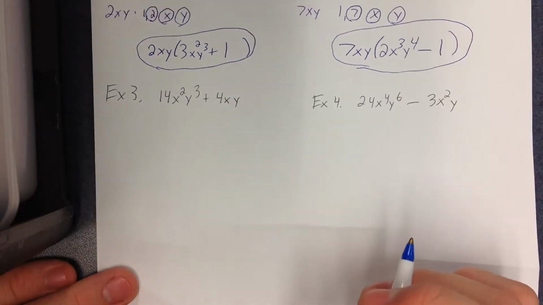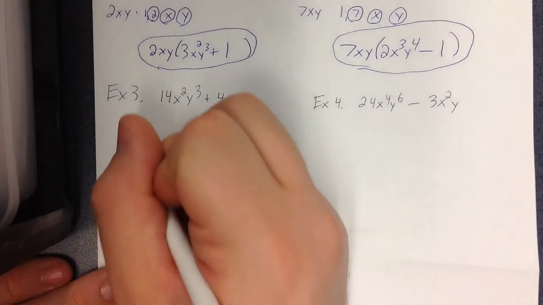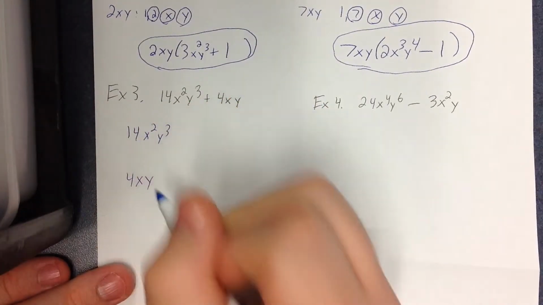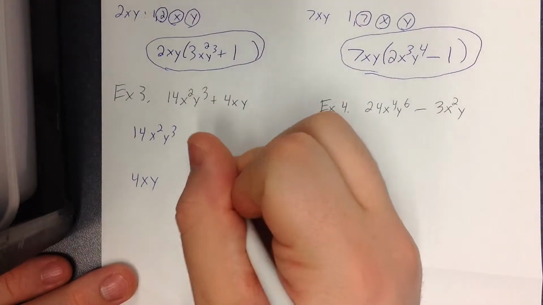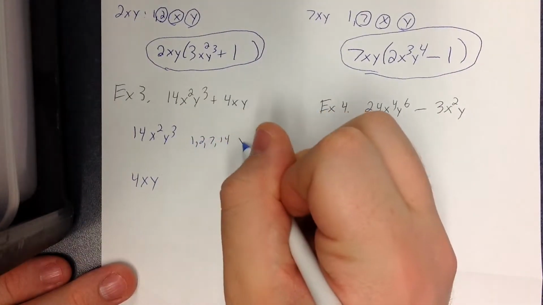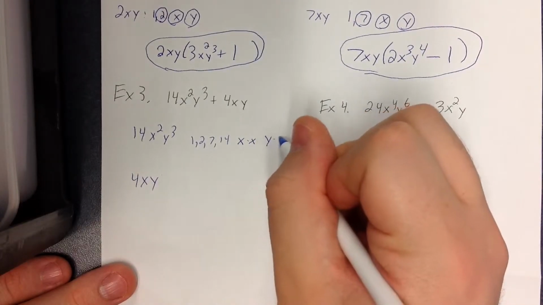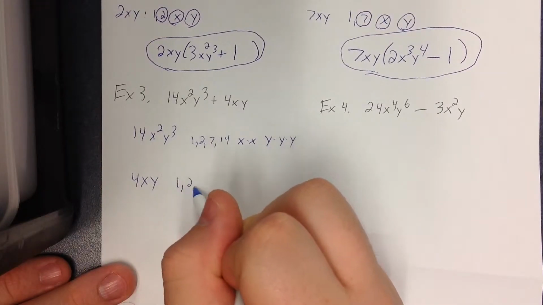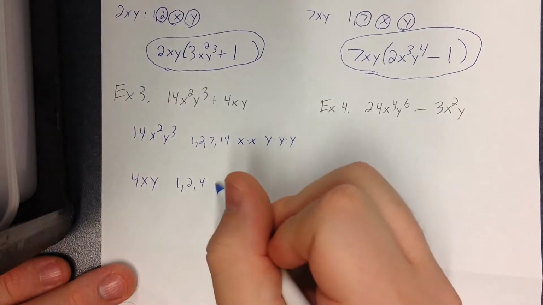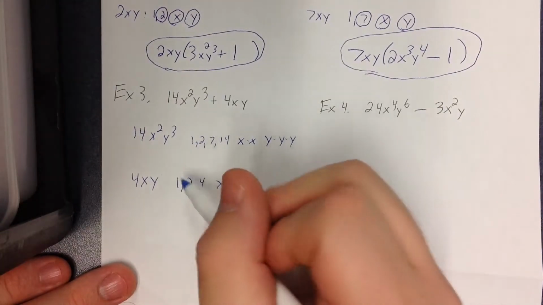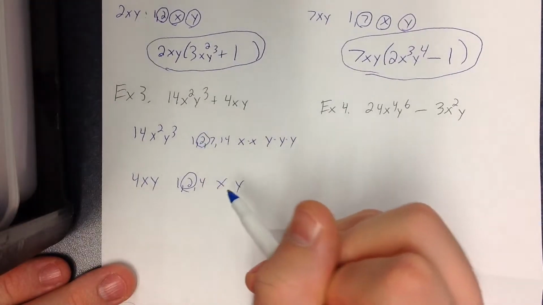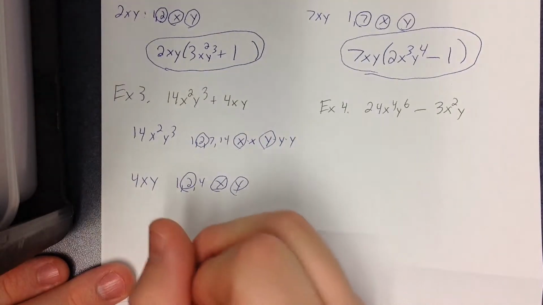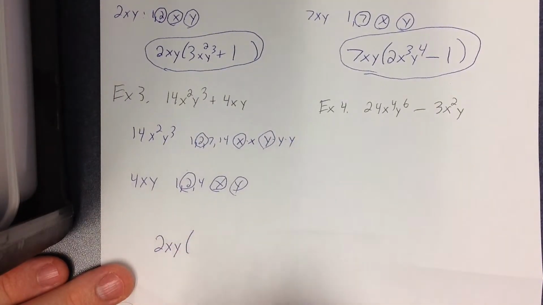Example 3, 14x squared y to the third plus 4xy. So I've got 14x squared y to the third and 4xy. Well, again, the numbers that go into 14 are 1, 2, 7, and 14. X squared is x and x, and y to the third is 3 y's. Numbers that go into 4: 1, 2, and 4. Then I have 1x and 1y. So the greatest number they have in common is 2. Again, they both have 1x and 1y in common. So my greatest common factor is 2xy.